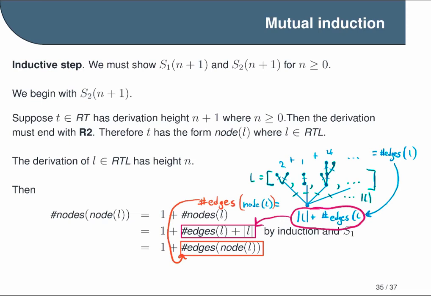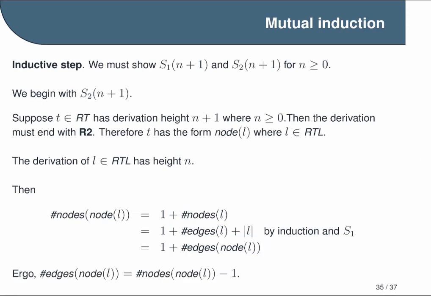So if we've gotten this far, all that remains to be done is a little bit of arithmetic to rearrange the equation so it is in a form that matches the claim that we were trying to prove. And remember, node L is equivalent to the t that we started with, which has derivation height n plus 1. This means we've reached the claim we were trying to prove, and we've established the inductive step for S sub 2.